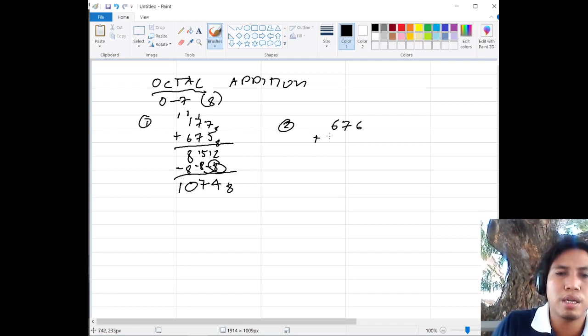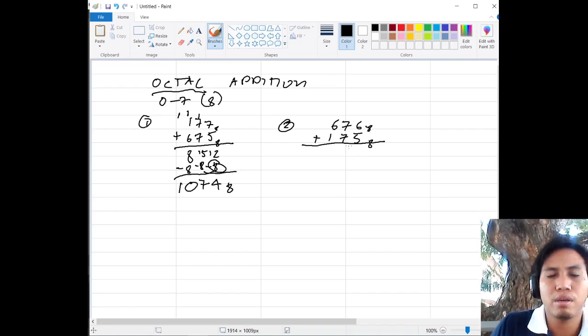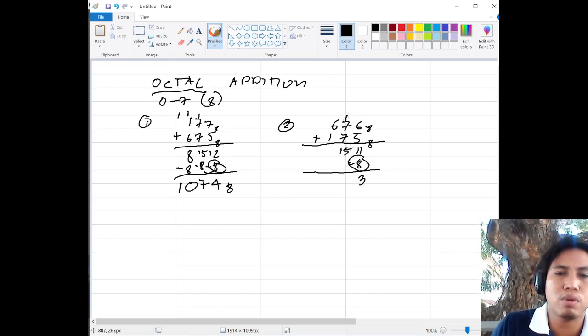676 plus 175. Okay, this is still in the base of 8. So 6 plus 5, that is actually 11. But 11 is an invalid digit, so you subtract 8. Now the resulting digit would be 3. So you carry this out as 1 unit. So 1 plus 7 plus 7, that is actually 15.